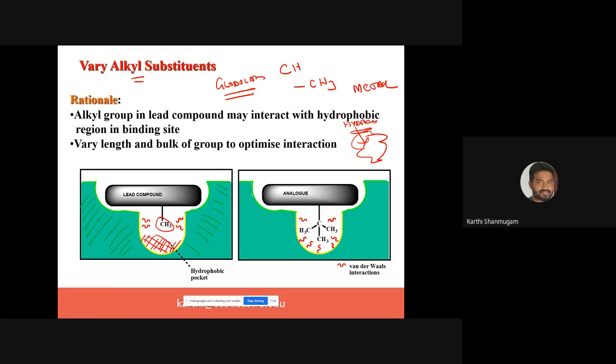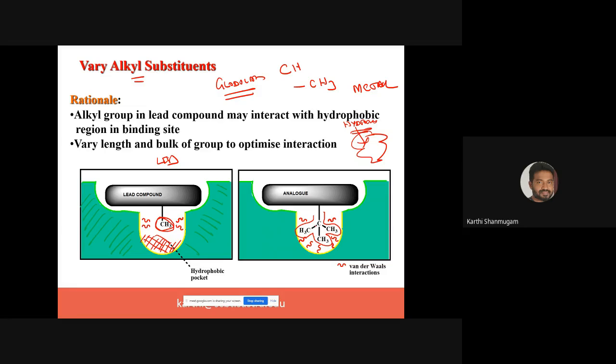So here, how many methyl groups do we have? We have only one methyl group, so the intensity of the interaction will be very less. If you take the same lead compound, we can say this is an analog of the lead compound. Instead of one methyl group, now this is replaced by 3 methyl groups. Still, there is space, and the binding pocket can accommodate all the 3 methyl groups.